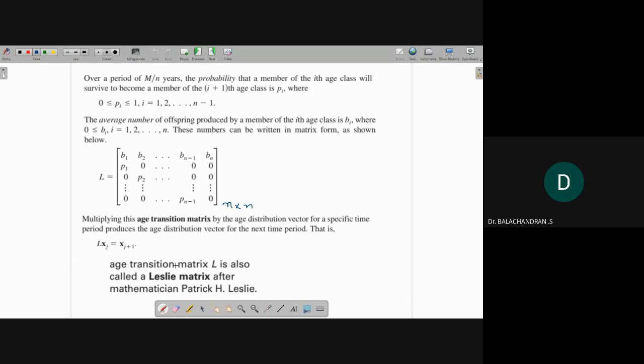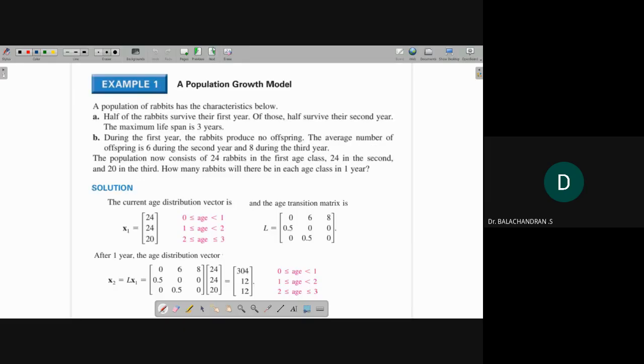So the age transition matrix L is also called the Leslie matrix after the mathematician Patrick H. Leslie. Okay, so now I'll directly go to the problem. Now I'm going to solve this problem without the concept of using matrices. Later I will tell how to solve the same problem by using matrices. Okay, so please write the problem.